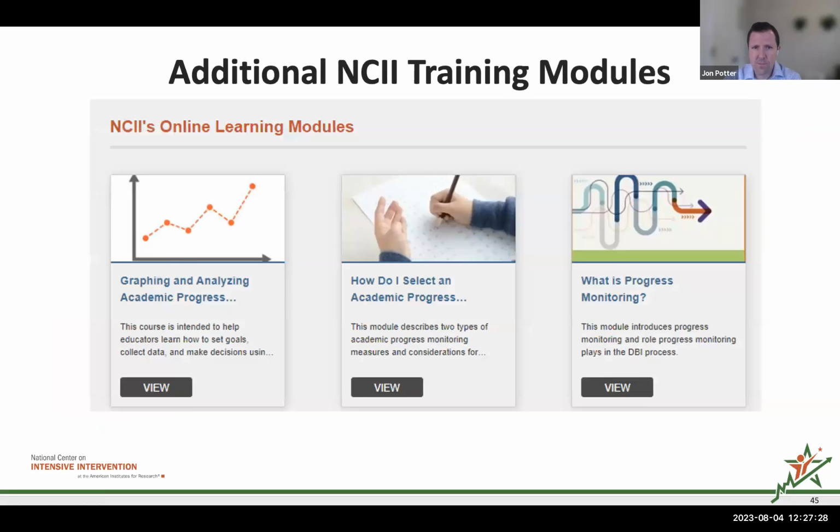All right. There's also some training modules with NCII. They have one on graphing and analyzing progress monitoring data. How do you select the right tool? And then just an overview one on what is progress monitoring. So if you're looking at the decision-making piece of it, I would look at this one on graphing and analyzing progress monitoring. If you're more at the beginning stages around, I need to help my teachers understand what progress monitoring is and how do I select a tool, I would look at these two on the right. Those are going to be more fundamental and basic for you.